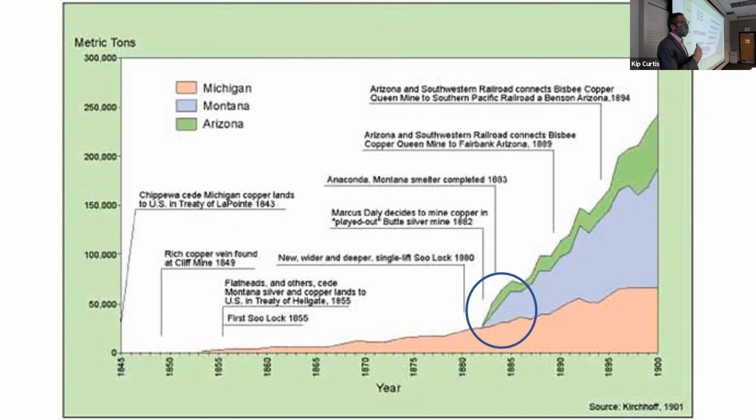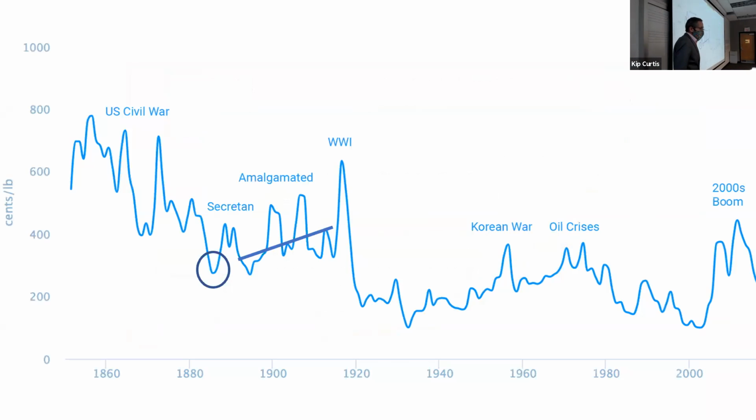This acceleration of output, which was exponential for a while, flooded the eastern markets with an abundance of copper. There was more copper on hand than people had ever seen at prices they'd never experienced. And again, we can see that in this period of time, because the prices were so low, the biggest guys tried four different times to get that price back up. So the Secretan, Amalgamated, World War I, each of these were monopoly attempts to get this copper back up.